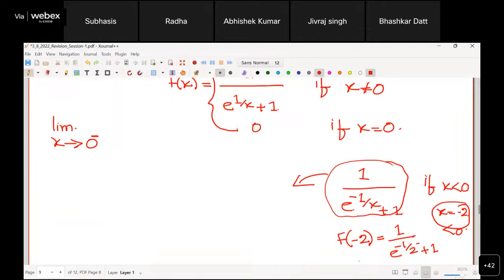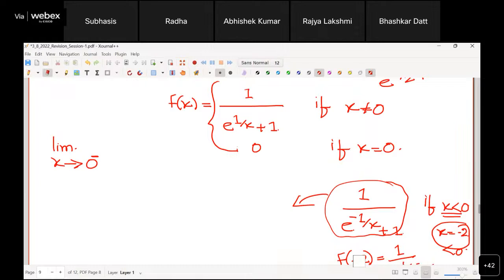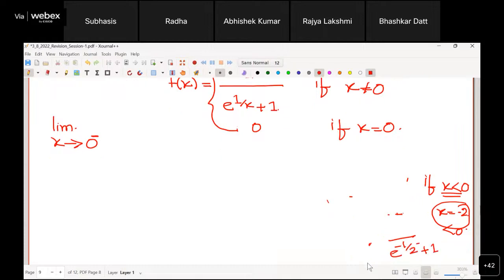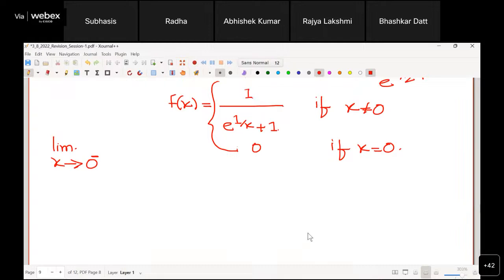So whoever said that if x is less than 0, when x is 0 minus, it can be written as e power 1 by 0 minus. So it may be e power minus infinity. So e power minus infinity tends to 0, from the graph of e power x. And for 0 plus, e power infinity tends to infinity.